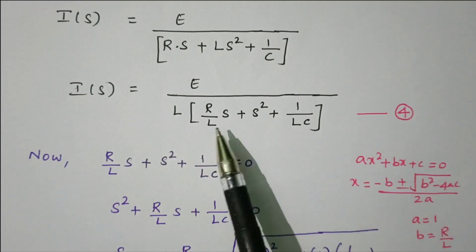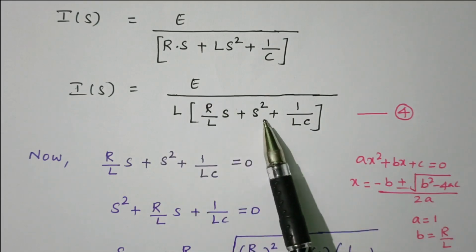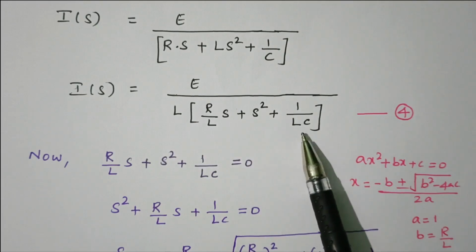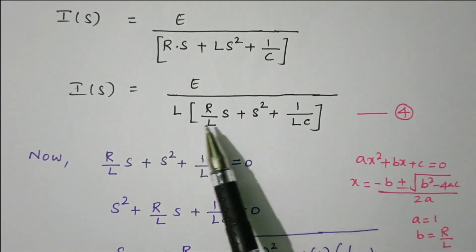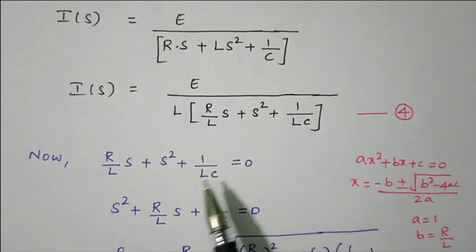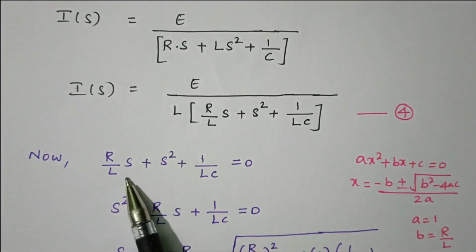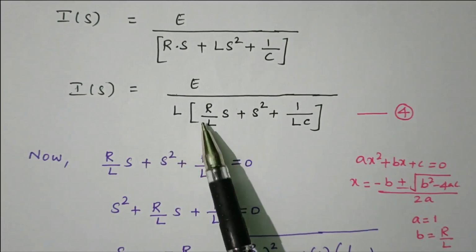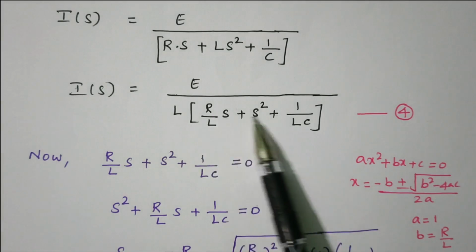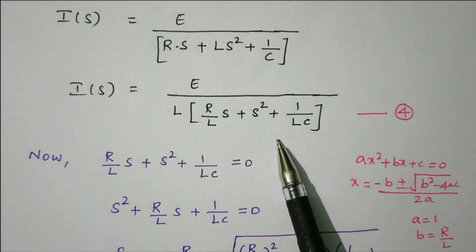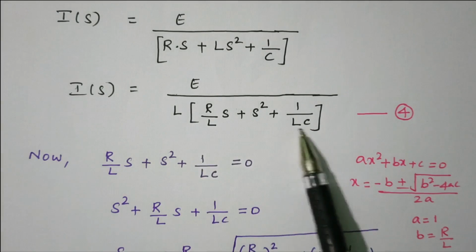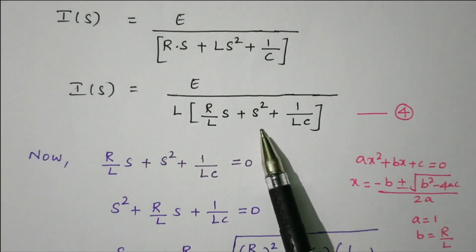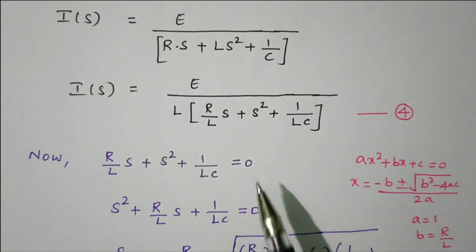So it is in the standard form: E by L over S square plus R by L S plus 1 by LC. That is nothing but x square plus ax plus b, like that. Right. Now S square plus R by L S plus 1 by LC equal to 0. We'll take this as equal to 0. Now we need to take the inverse Laplace transform. Before that we need to simplify this expression. Then only we can take the inverse Laplace transform. So we are equating this term equal to 0.